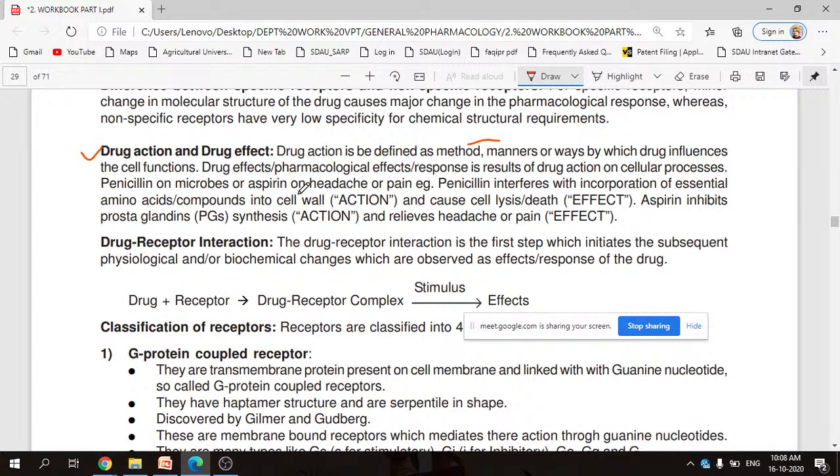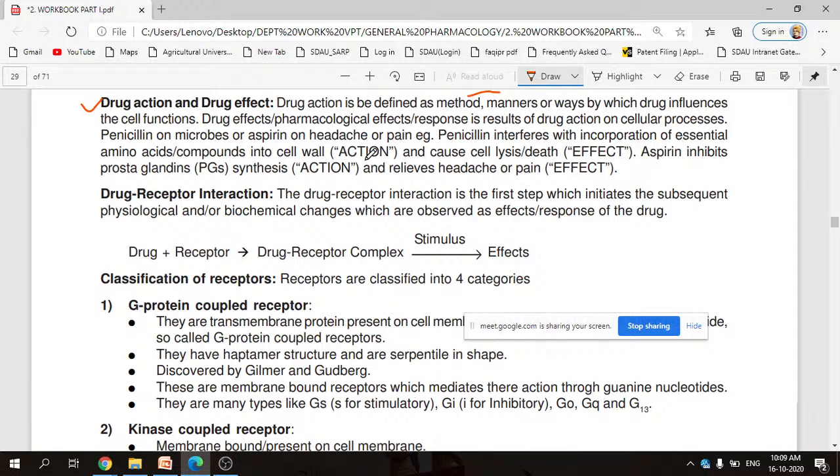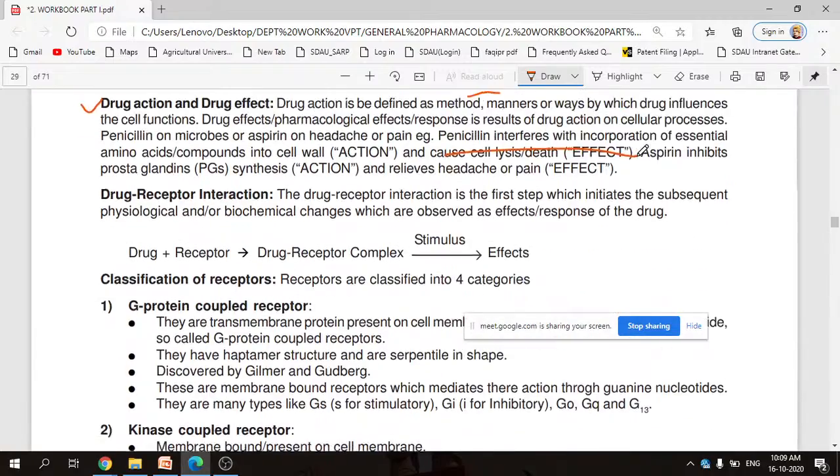Penicillin on microbe, or aspirin on headache or pain. For example, penicillin interferes with the... that I have already explained. If you take penicillin, the bacterial infection will go away, the fever will go away, gastroenteritis will be cured. That is the drug effect. But what is its action? It inhibits the microorganism by inhibiting the synthesis of the cell wall. That is known as action. It causes lysis and death. That is the effect. So this is drug action and drug effect.